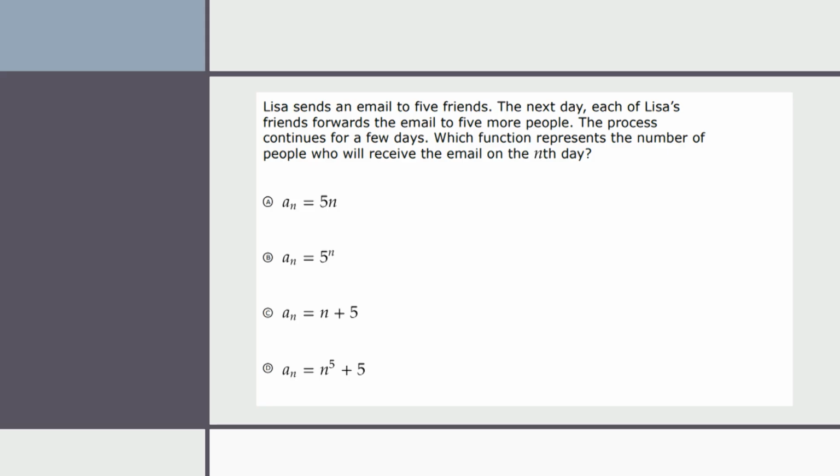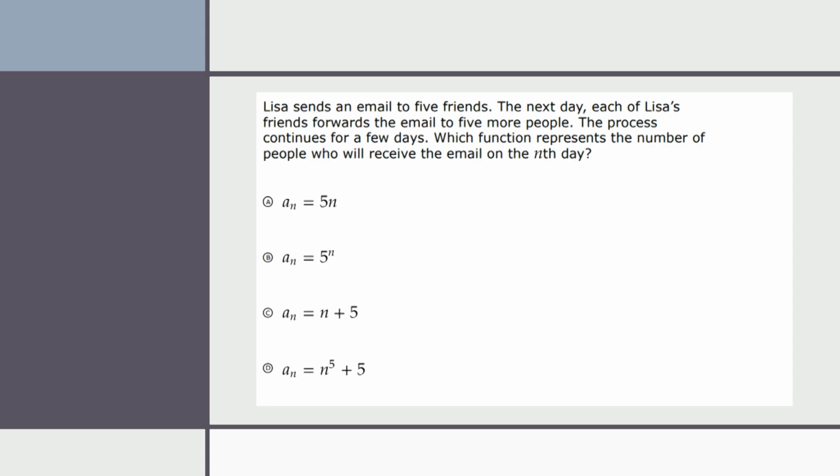Lisa sends an email to 5 friends. The next day, each of Lisa's friends forwards the email to 5 more people. The process continues for a few days. Which function represents the number of people who will receive the email on the nth day?